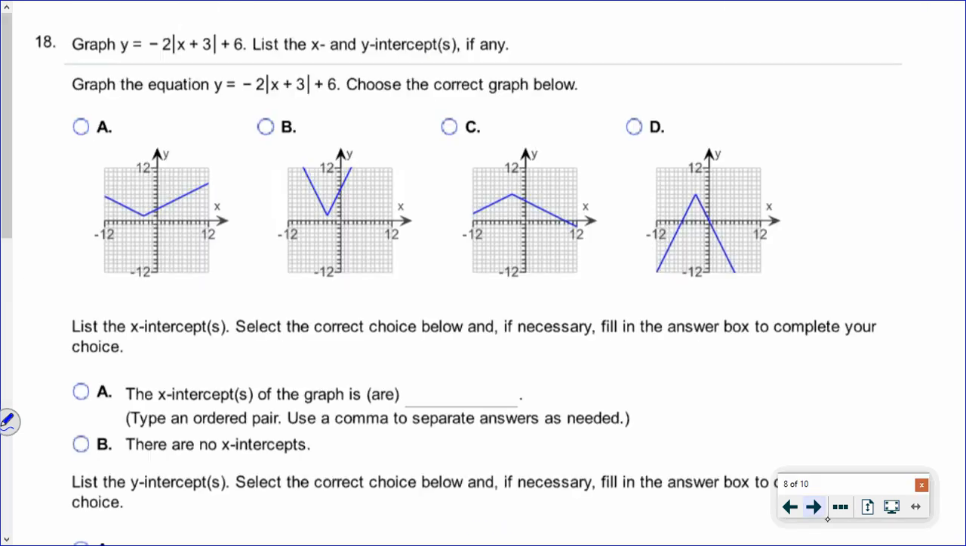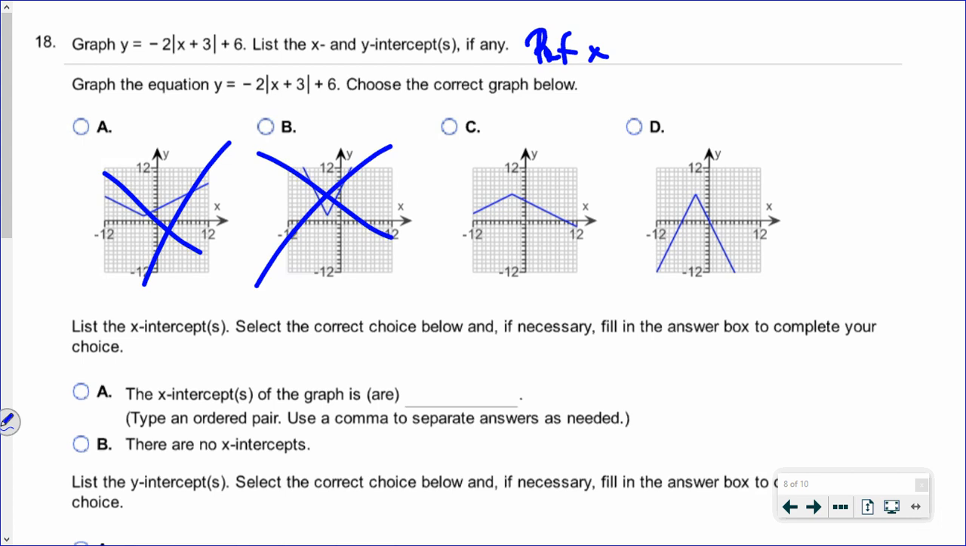It is using logic skills. Taking a test is all logic skills. So same exact concept here. Up, down, left, right, stretch, compress. What's happening? It's negative, so it is reflected over the x-axis. So bam and bam, those are gone.